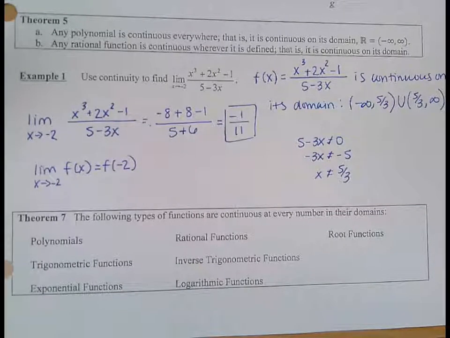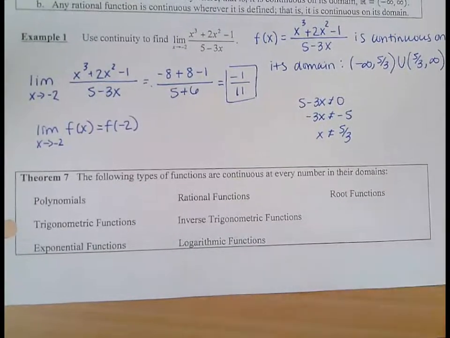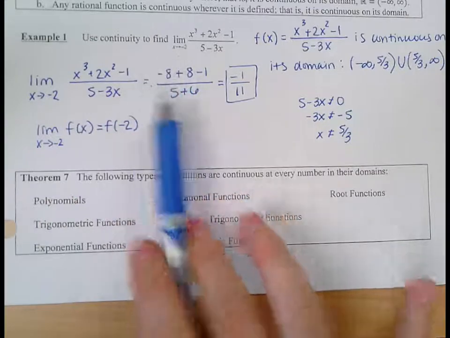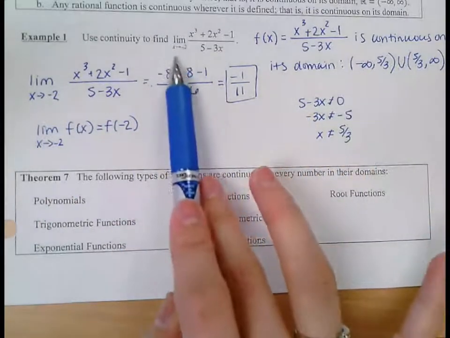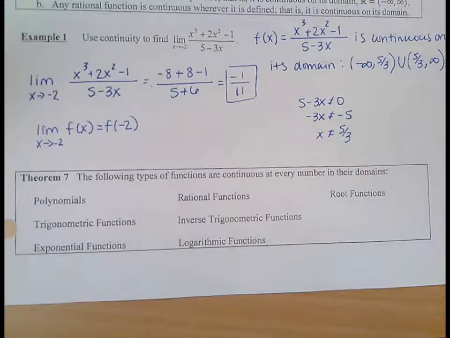Okay, are there other questions on example 1? Okay, so if you are using continuity to find a limit, you're basically showing that the x value you're approaching is in the domain. So you're finding that domain first and then using that to find your limit.